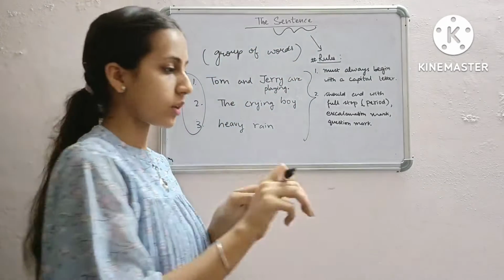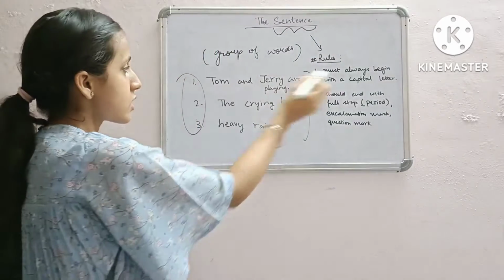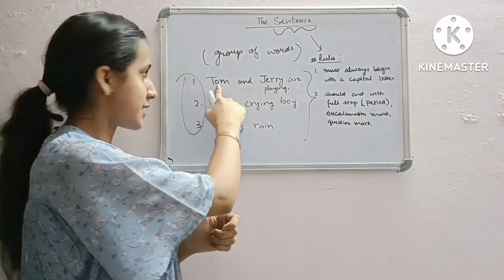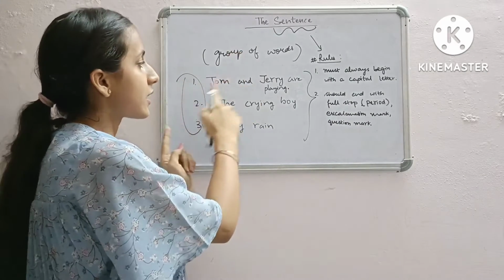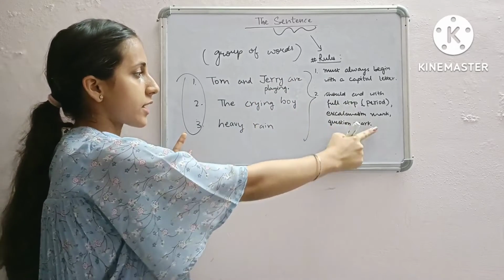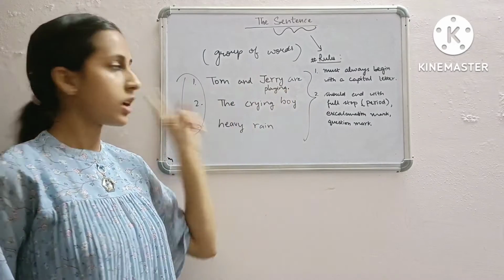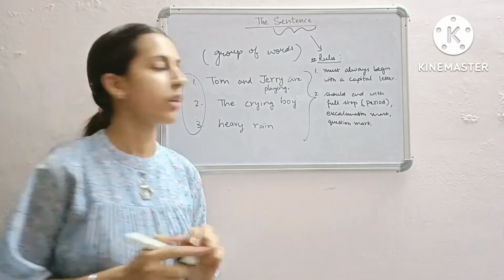Now what were the rules? Let's see, are they being obeyed in the sentence or not? The first was that the first letter must be capital. See, Tom, the first word, the first letter T is capital. And the second rule was that it should end with a period, a full stop, an exclamation mark, or a question mark. We started it with a capital letter and we ended it with a full stop.